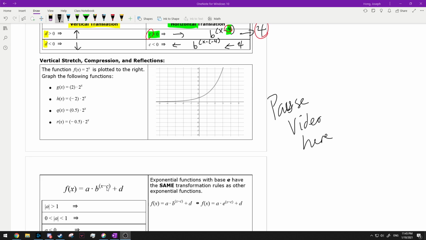Oh, wait, hold on. Okay. So try this out just by using Desmos and graphing it yourself.